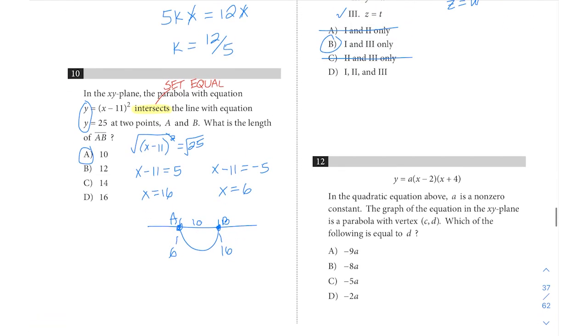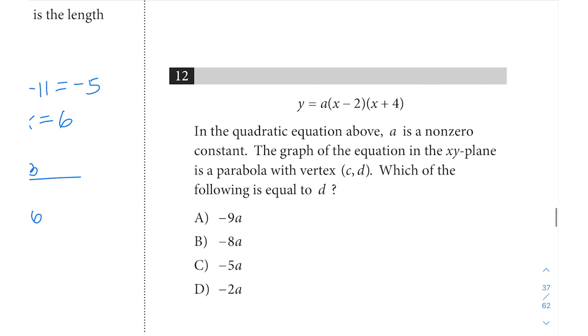Up next, let's take a look at 12. So question 12 says, in the quadratic equation above, a is a non-zero constant. The graph of the equation in the xy-plane is a parabola with vertex C, D. Which of the following is equal to D?